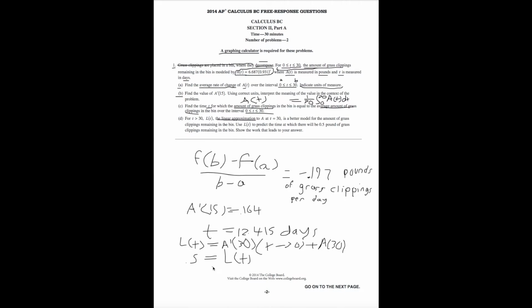We're going to do basically the same method that we did in here. We're going to graph y equals 0.5, and we're going to graph L of t, and we're going to find the intersection. It'll tell us that at t equals 35.054, there are 0.5 pounds of grass clippings remaining in the bin. So that's everything we need. Now we're done with number 1. We can move on.